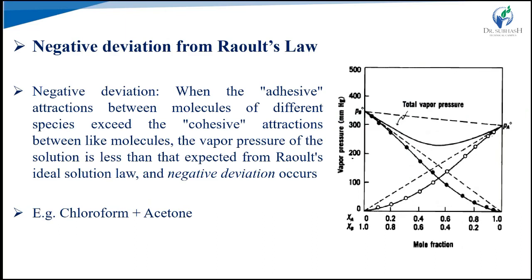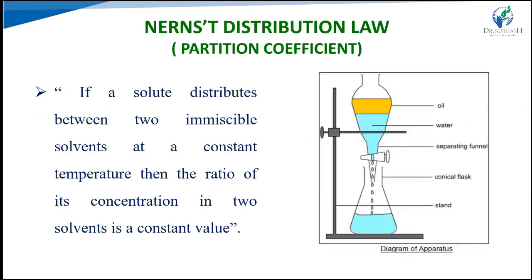In negative deviations, what happens? In that system the vapor pressure is less than the sum of the partial pressures of the individual components. Such a system exhibits negative deviations from Raoult's law.